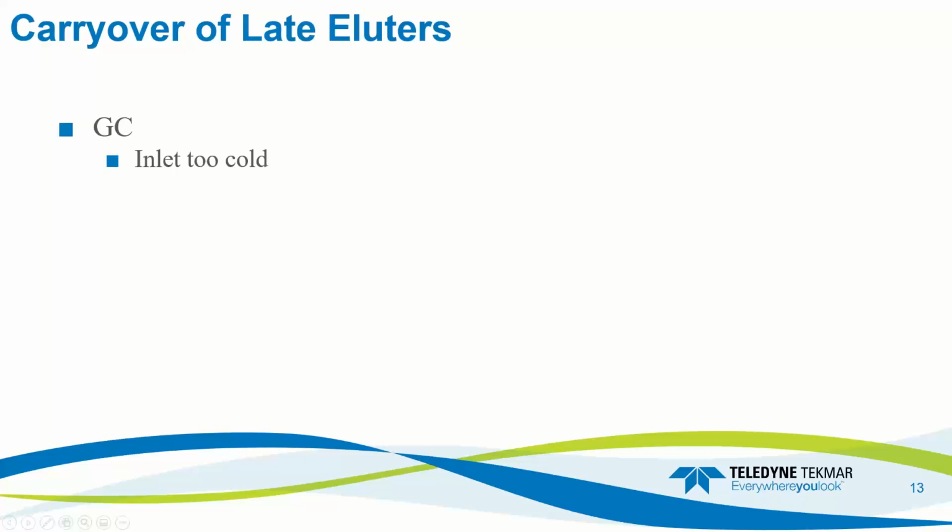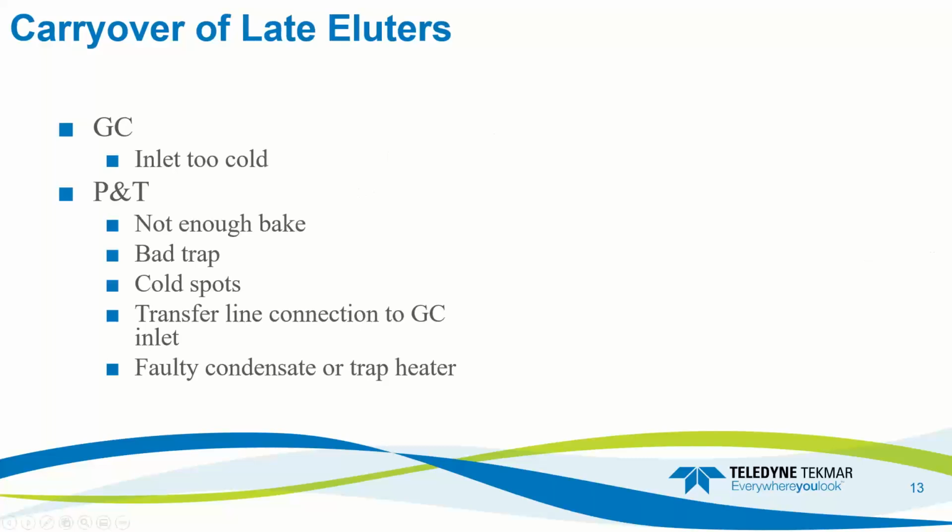For carryover of the late eluters, it could be a cold spot on the inlet. Compounds could gather and just sit there, being carried over into the next sample. Not enough bake time on the purge and trap might need a longer bake time. And this could be optimized with a carryover study. So just try a different range of bake times and compare them, see which one you like the best.